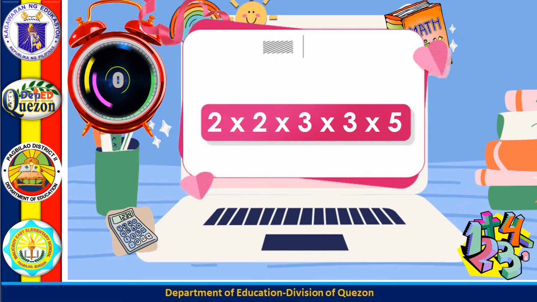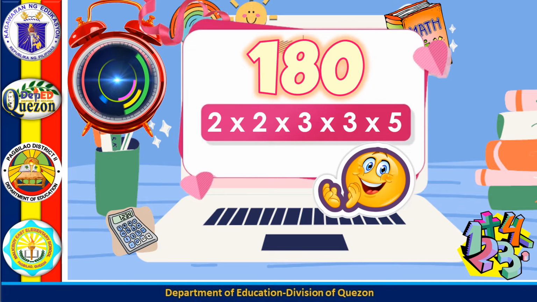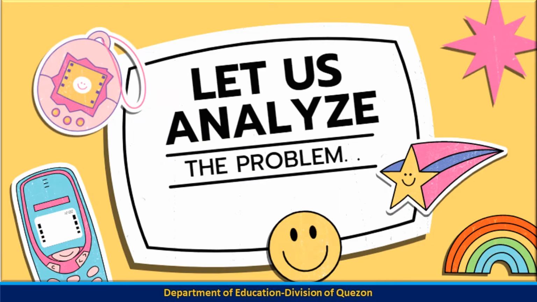Time's up. And the composite number of this prime factorization is 180. Let us proceed. Let us analyze the problem. But before that, let us find out how we will answer the following problem.